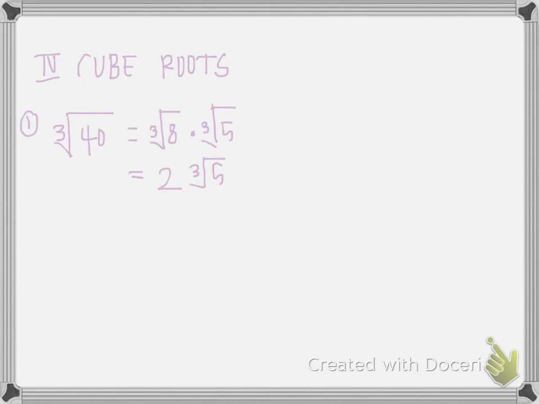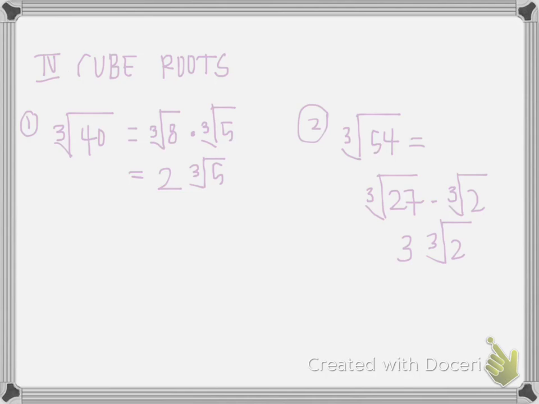Cube root of 54. So that would be cube root of 27 times the cube root of 2. So the cube root of 27 is 3 times cube root of 2. Cube roots are a little bit more difficult to remember than your square roots.